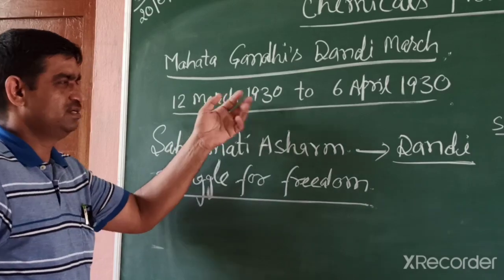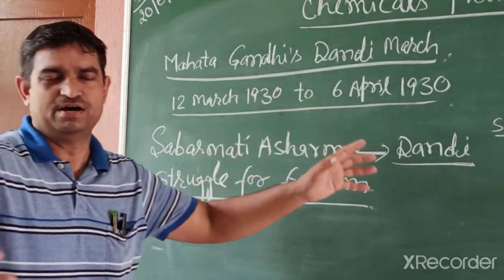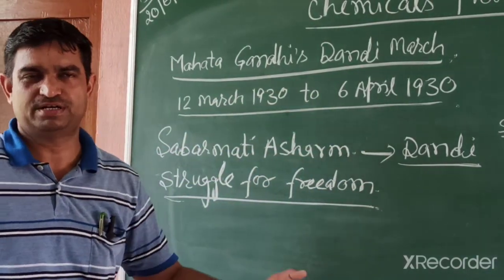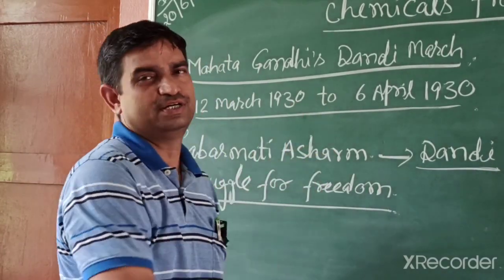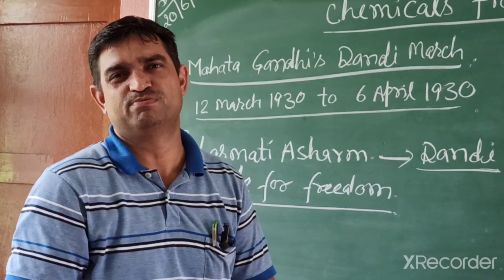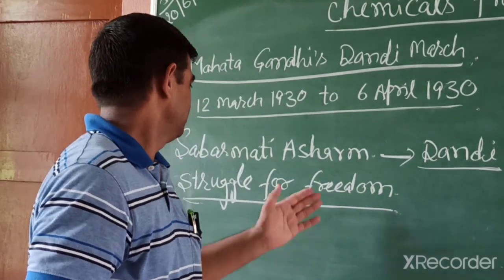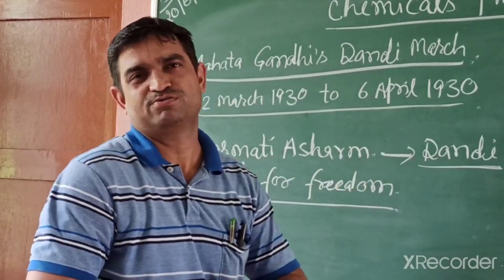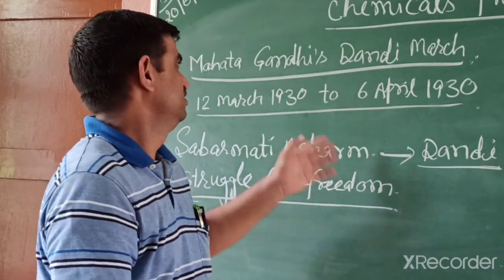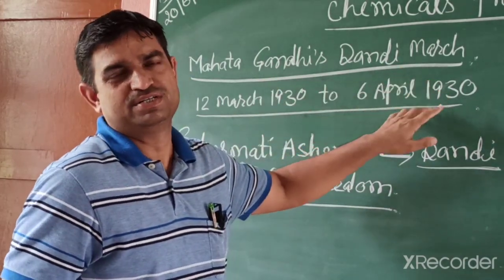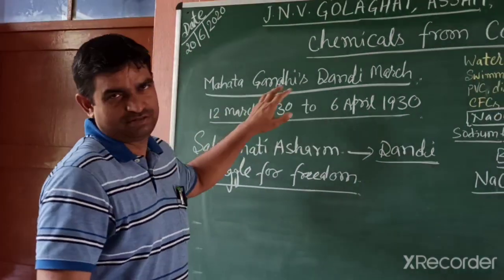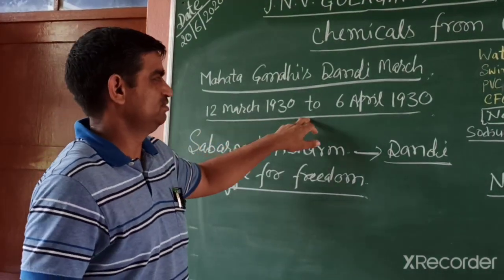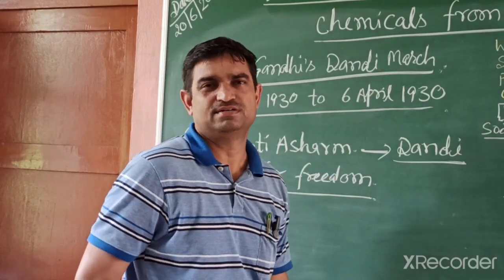We couldn't make salt on our own, and a lot of tax was applied by the British government. So in our freedom struggle, it is a symbol for common salt and the preparation of salt. Mahatma Gandhi and his 78 followers prepared the salt, and this went from 12 March 1930 to 6 April 1930.